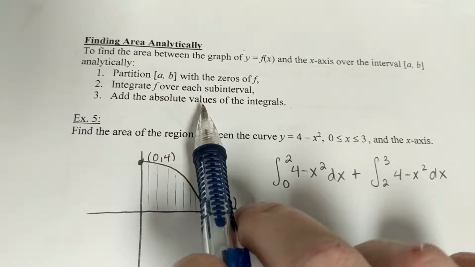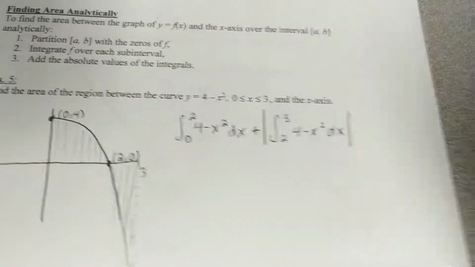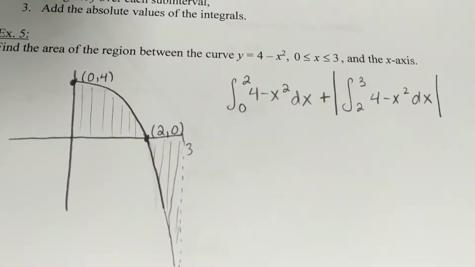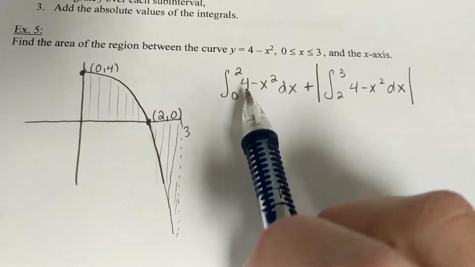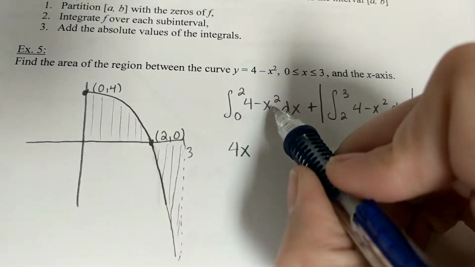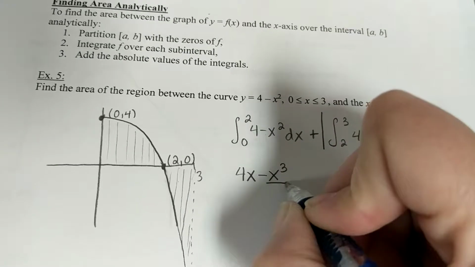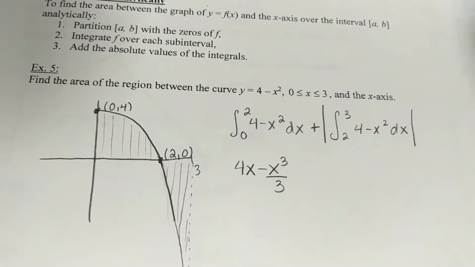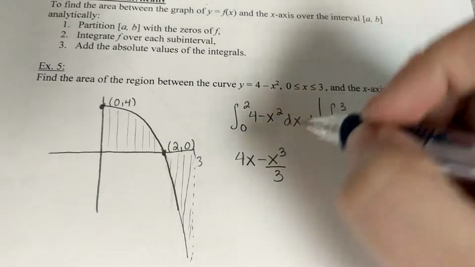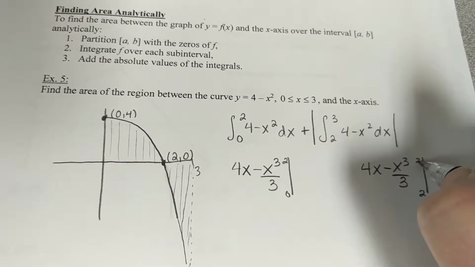And it says to add the absolute values of those integrals. The only one I really have to absolute value is the one that's negative. So this is the area I'm concerned about. So first off, let's find the antiderivative. So the antiderivative of 4 is 4x. And the antiderivative of negative x squared, we add 1 to the power and divide by the power. Same antiderivative over here. The function didn't change. Just over here, we're going to go from 0 to 2. And from here, we're going to go 2 to 3.